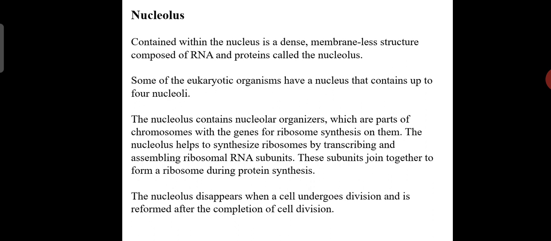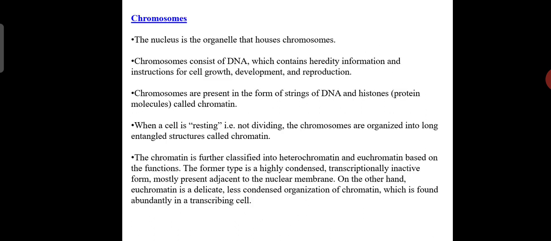The nucleolus helps to synthesize ribosomes by transcribing and assembling ribosomal RNA subunits. These subunits join together to form a ribosome during protein synthesis. The nucleolus disappears when a cell undergoes division and is reformed after the completion of cell division.